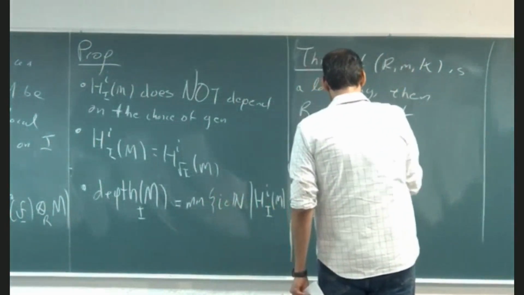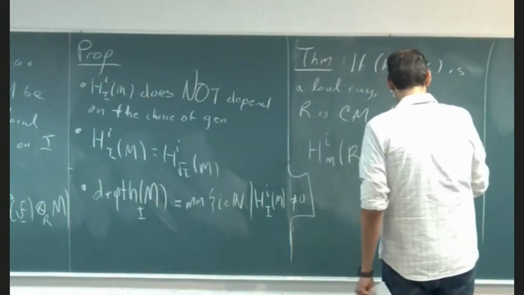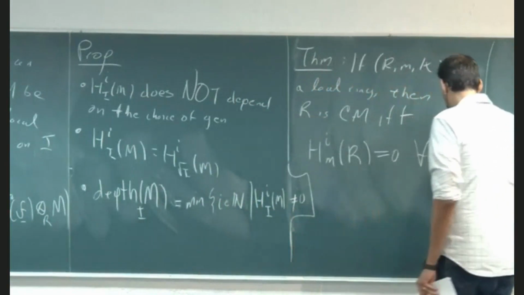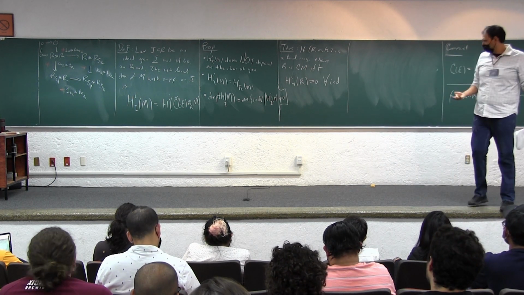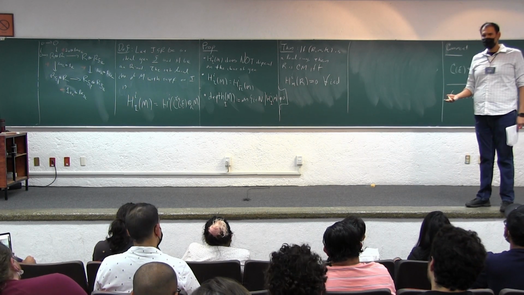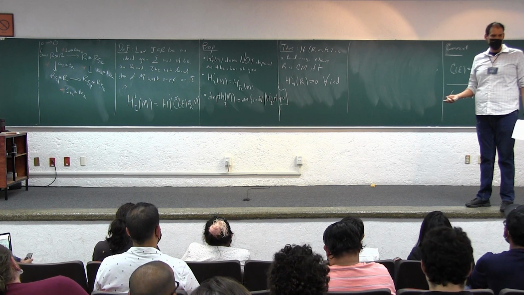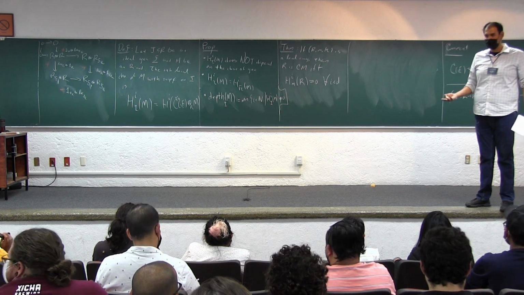The maximal ideal of R is equal to 0 for every i greater than the dimension. But then we can complain: Luis, what if the dimension is also 0? That could happen, no? There's nothing that's preventing us.